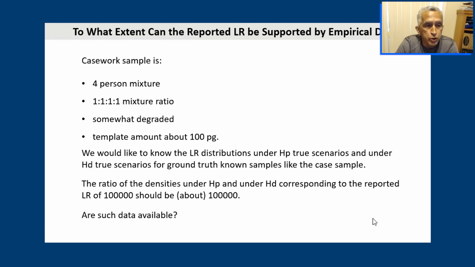So what we expect to see, if we have appropriate ground truth known data, is that the ratio of the densities under HP and under HD corresponding to the reported LR of 100,000 should be about 100,000. That's what the expert is testifying to. So you ask, are such data available? Can we do any sort of investigation of the degree of support for the offered opinion?